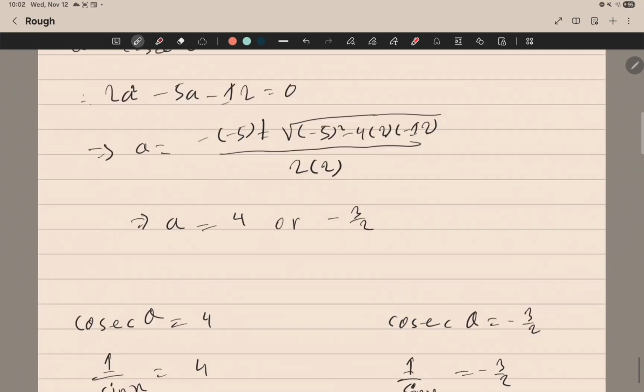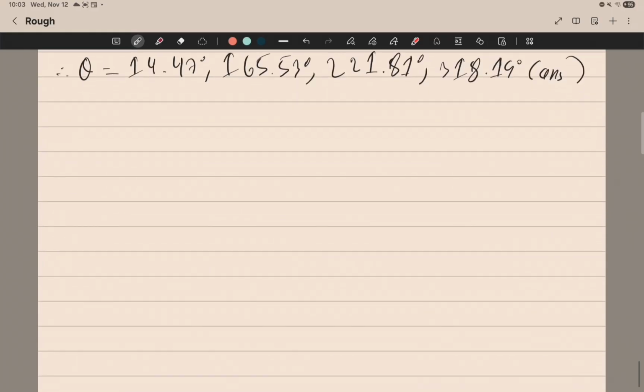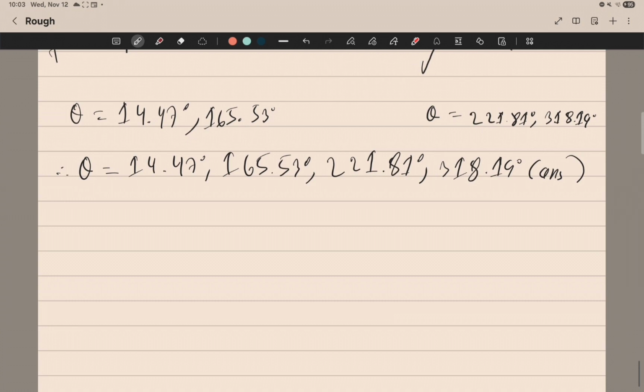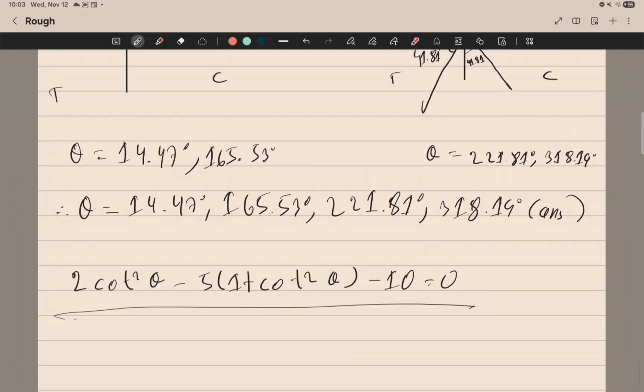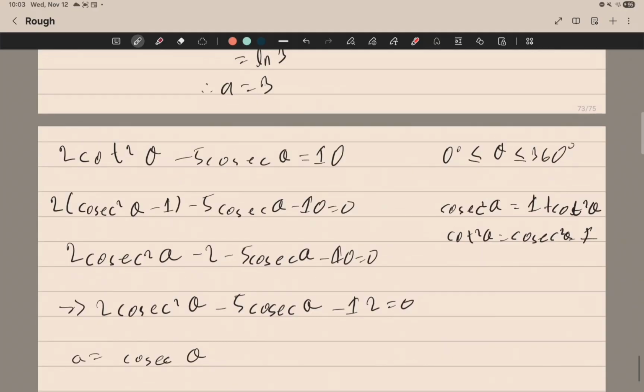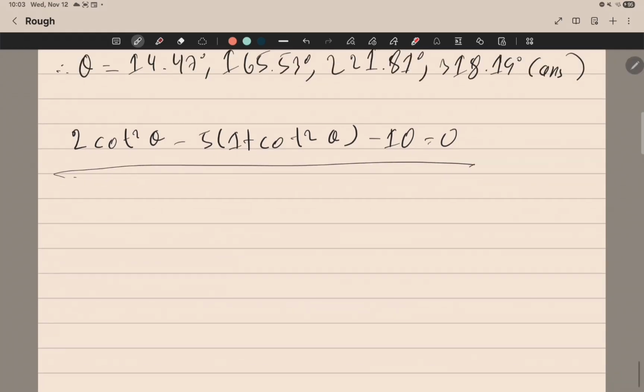So, really easy math, right? You guys might be thinking, how did I make a mistake? What did I do? So what I did, instead of putting cosec square theta minus 1, I put 1 plus cot square theta in cosec theta.